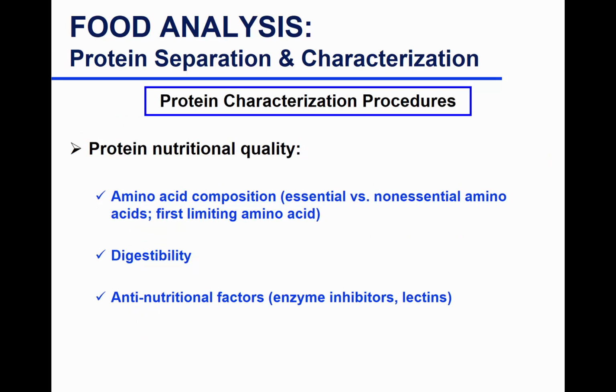Now you separated the protein, and sometimes you want to look at its characteristics. The first thing you want to consider is the protein quality. Because when you report protein content on the nutrition label, on some labels you'll see percent daily value. The percent daily value, you don't only get it because of the quantity.